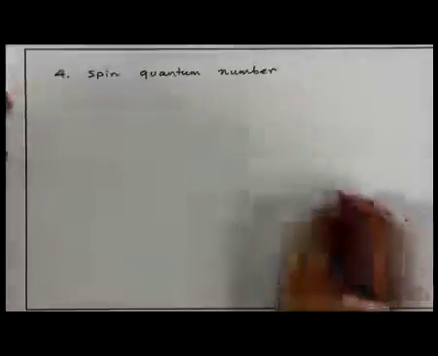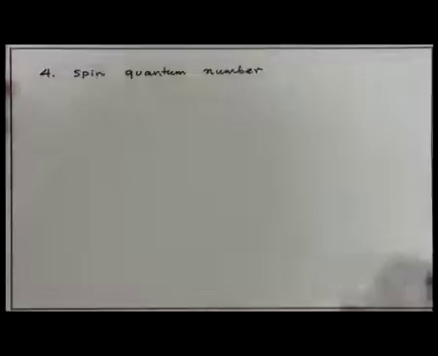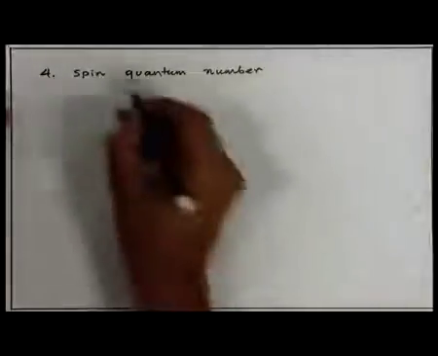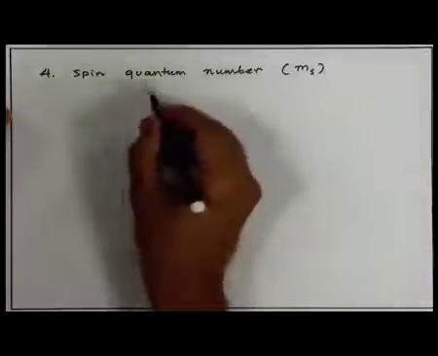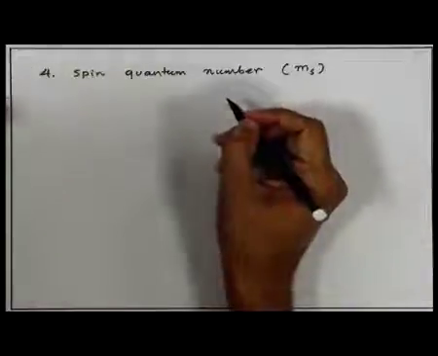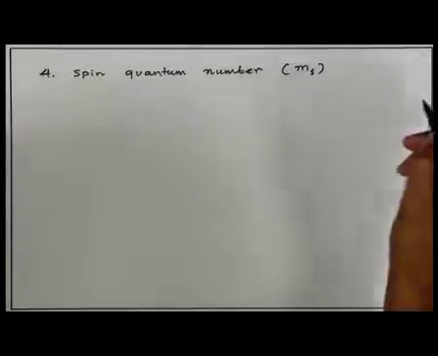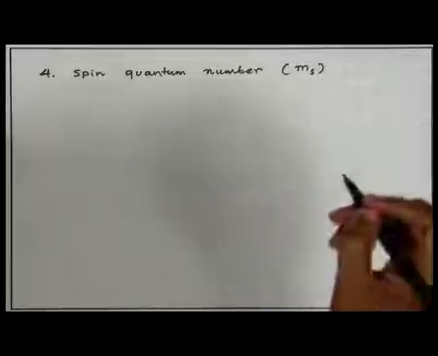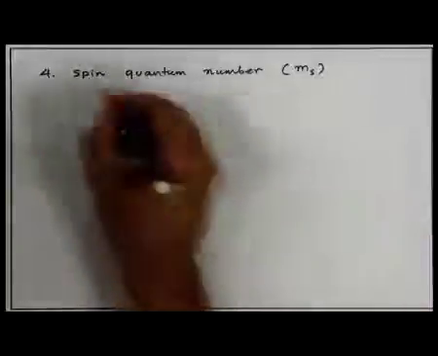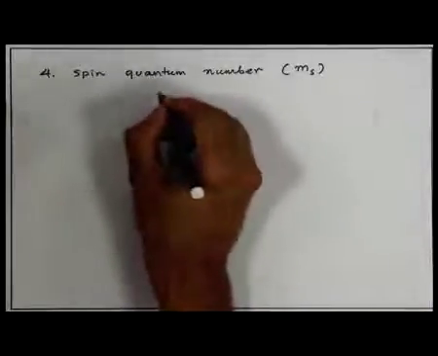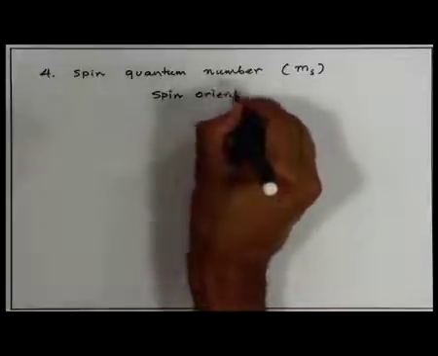So, our fourth quantum number is the spin quantum number. As I said, it turned out that each electron has a spin associated with it, and this spin quantum number is denoted by ms. If principal quantum number n said about the size of the orbital, azimuthal quantum number talked about the shape of the orbital, magnetic quantum number talked about the orientation of the orbital, the spin quantum number talks about the spin orientation of the electron.